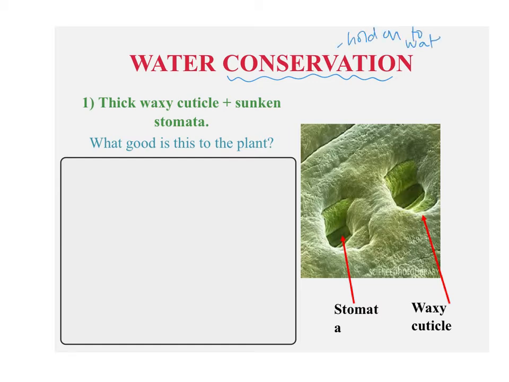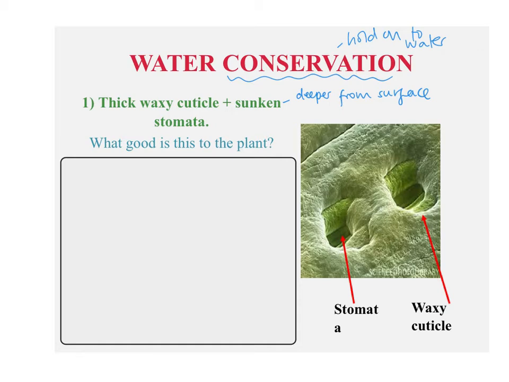is the fact that we have got a thick waxy cuticle, so thicker than normal, and sunken stomata. So that means that they are slightly deeper away from the surface. And I want you to think about why these are good for the plants.